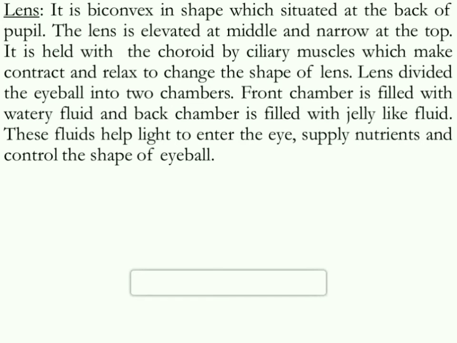Actually, lens divides the eyeball into two chambers. The front chamber is filled with watery fluid and the back chamber is filled with jelly-like fluid. Now what is the work of this fluid? These fluids help light to enter the eye, supply nutrients and control the shape of the eyeball. This fluid is very essential for our eyes. So these were the parts of the eye.